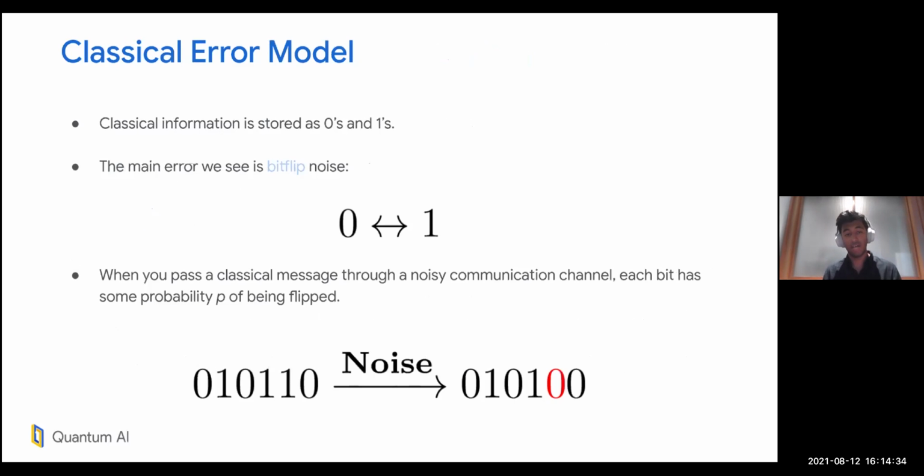So first, let's talk about the classical case that I mentioned. Classical information is stored as 0s and 1s. So the primary error you can think about then is a bit flip. 0 goes to 1, 1 goes to 0. So when you pass a classical message through a noisy channel, let's say there's some probability p that every individual bit gets flipped. So I want to send the message 0101100, but my friend gets the message 0100100. So the second to last bit here has been flipped. And we want to prevent this. We want to have the exact message I want to transmit get through.